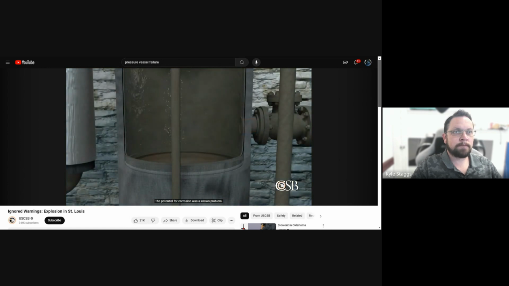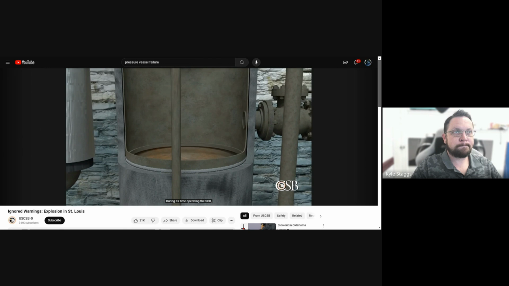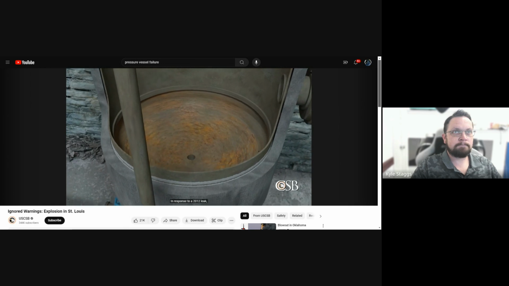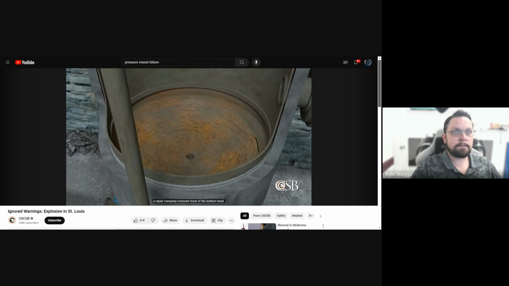The potential for corrosion was a known problem. During its time operating the SCR, Loy Lang experienced at least 3 leaks due to corrosion. In response to a 2012 leak, a repair company removed most of the bottom head. The company patched it with new steel, leaving the remainder of the bottom head in place. But the original steel of the bottom head that was left in place was also thinned from corrosion. And between 2012 and 2017, it continued to degrade and eventually started to leak.